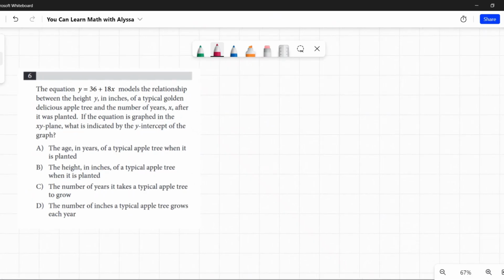The equation y equals 36 plus 18x models the relationship between the height y in inches of a typical golden delicious apple and the number of years x after it was planted. If the equation is graphed in the xy plane, what is indicated by the y-intercept of the graph?